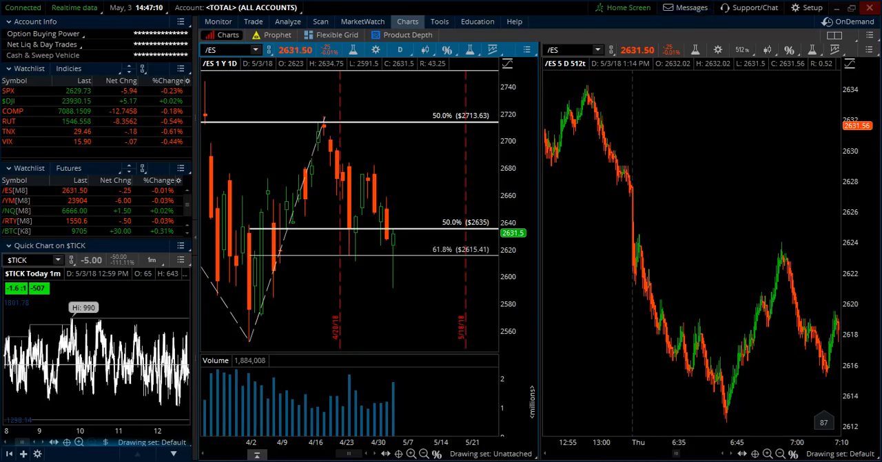Today I wanted to talk about what I look for at reversal points, or what I look for at points where the market might be trending one way and then may be more likely to change direction.